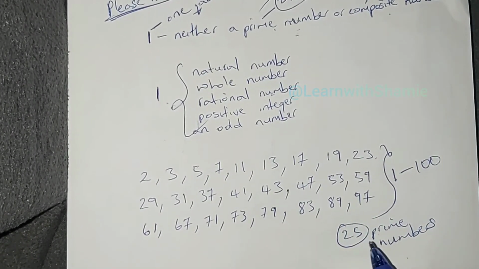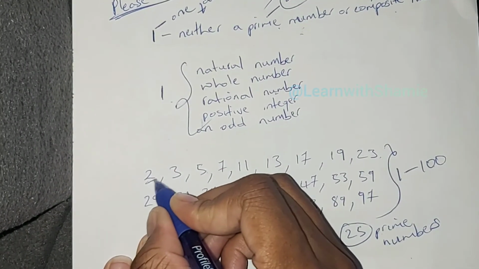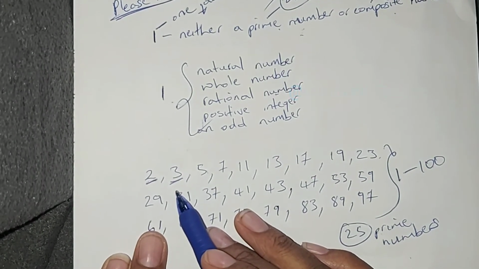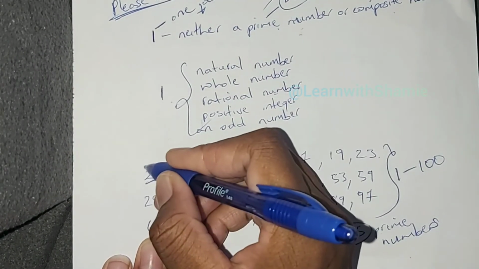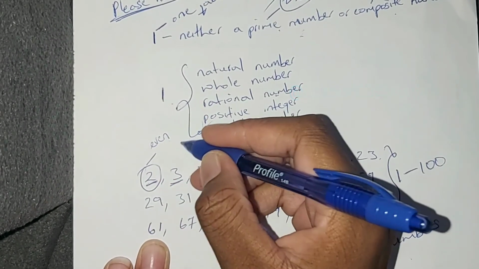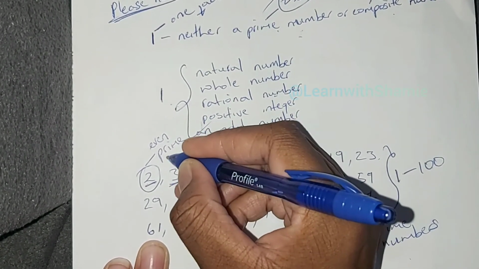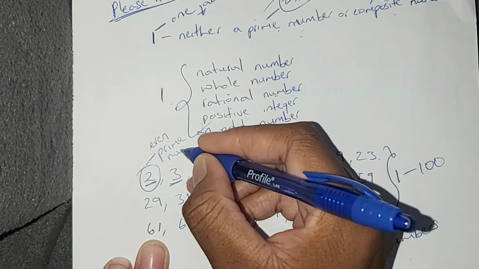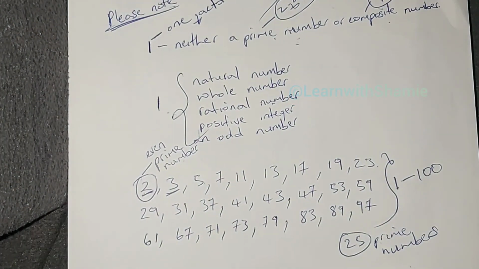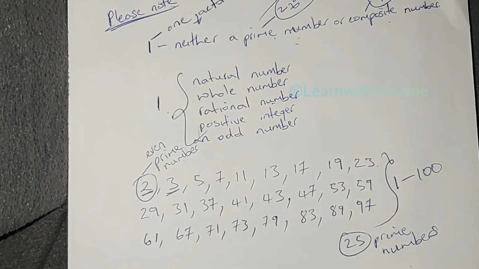You better believe it. So always remember that 2 and 3 are the only consecutive prime numbers, and 2 is the only even number that is also a prime number. So 2 is an even prime number. So now I think you should have learned a lot about prime numbers.